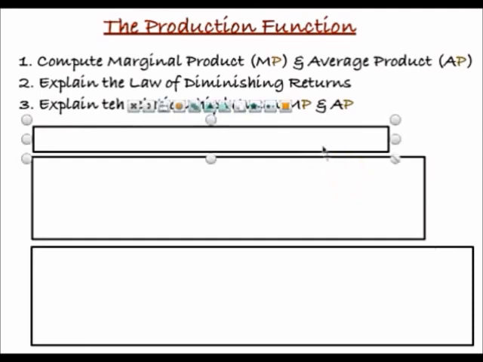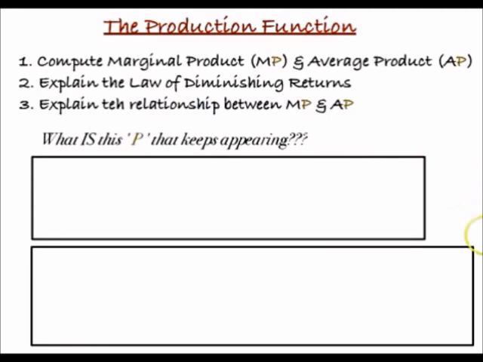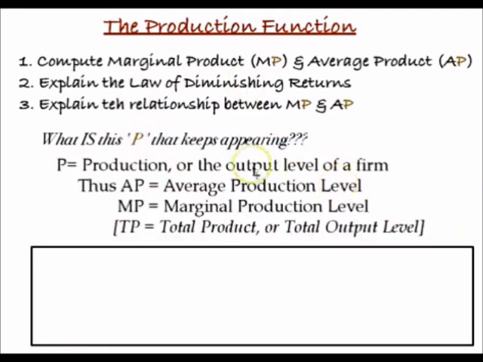Anyway, so we keep using this letter P. So what is this P that keeps appearing? Obviously, it stands for product, but what does that mean? Well, in this particular unit, it's going to be very important to keep track of outputs and inputs. Remember, inputs are your factors of production, the items we use to produce outputs, which will then be traded on the open market. So the P, production, is the output level of the firm. Thus, you can read through this: average product, marginal product, and you also see TP appear. That's total product or total output level.